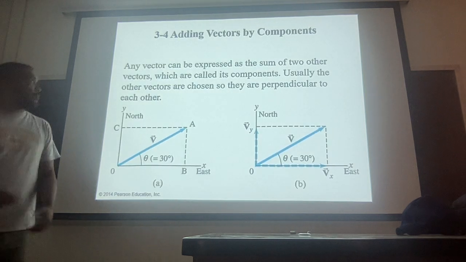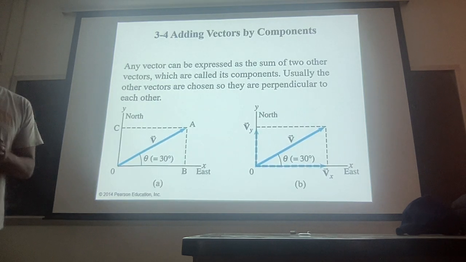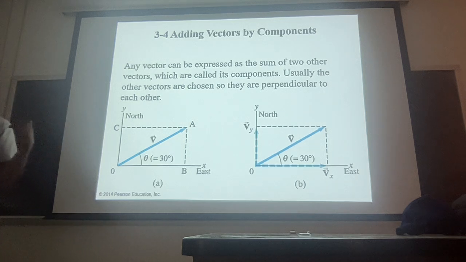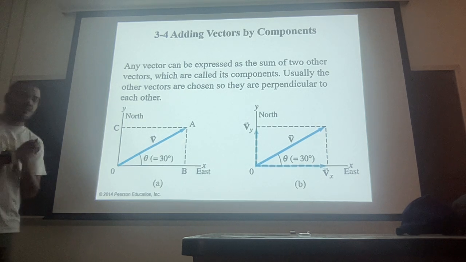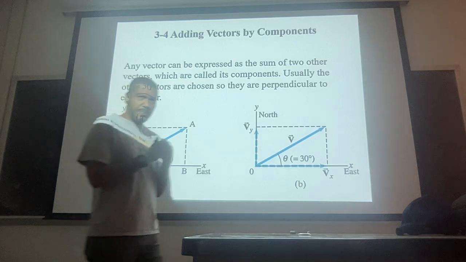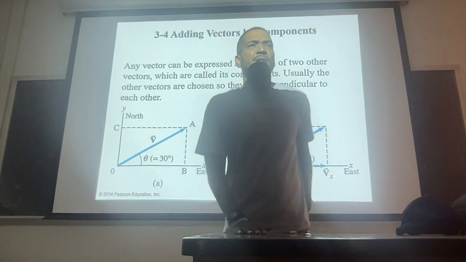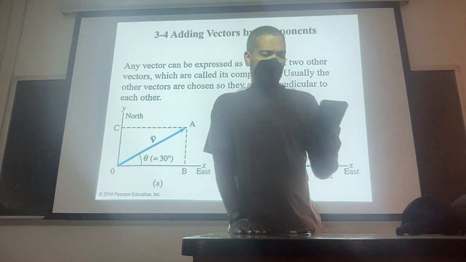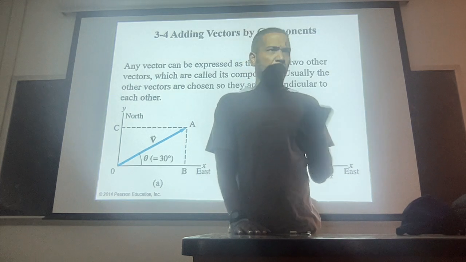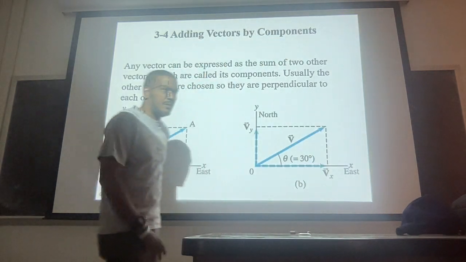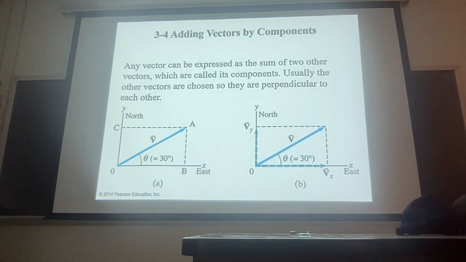So, this is what I'm talking about, right? Adding vectors by components. So this is where we get back to trigonometry. Sine, cosine, tangent. Right? So there's no escaping that. We got to remember that. SOHCAHTOA. Sine is opposite over hypotenuse. Cosine is adjacent over hypotenuse. Tangent is opposite over adjacent. SOHCAHTOA. Right?